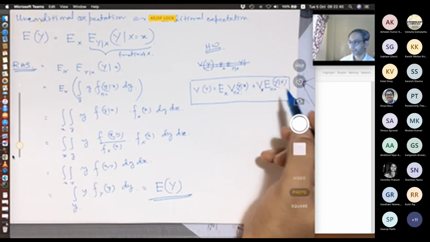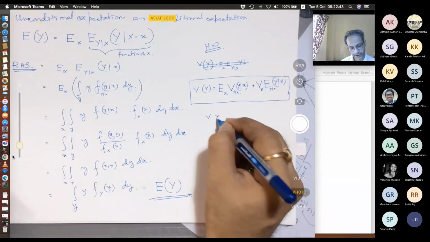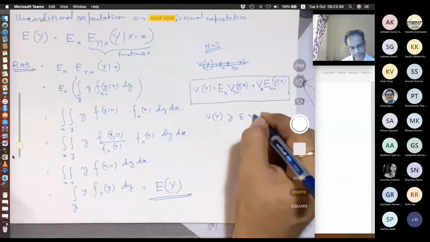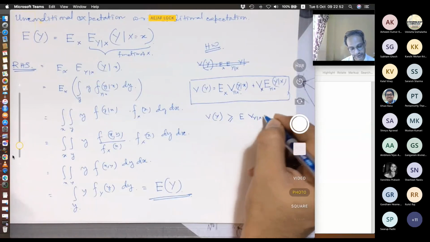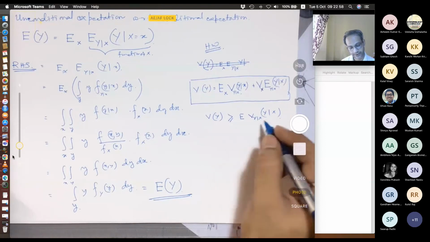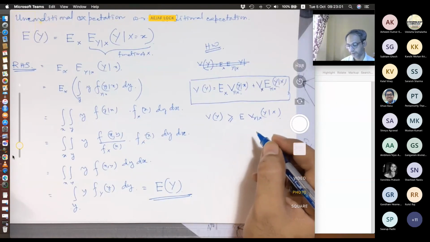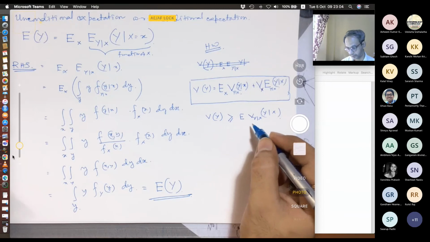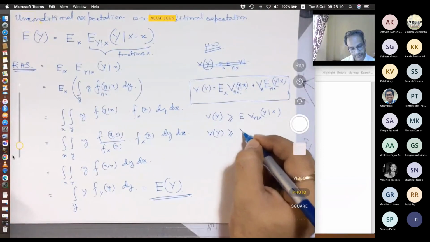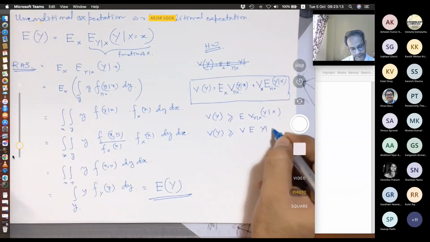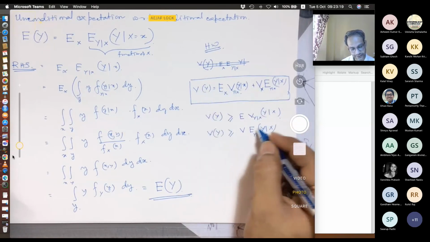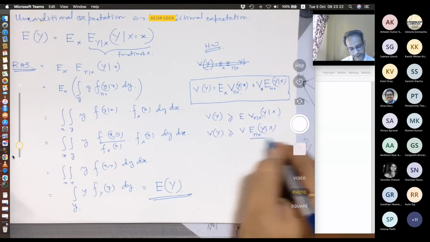So variance of y is always greater than or equal to expectation of variance of y given x, and also variance of y is greater than or equal to variance of expectation of y given x. Both terms are less than or equal to variance of y, but this one has an interpretation.